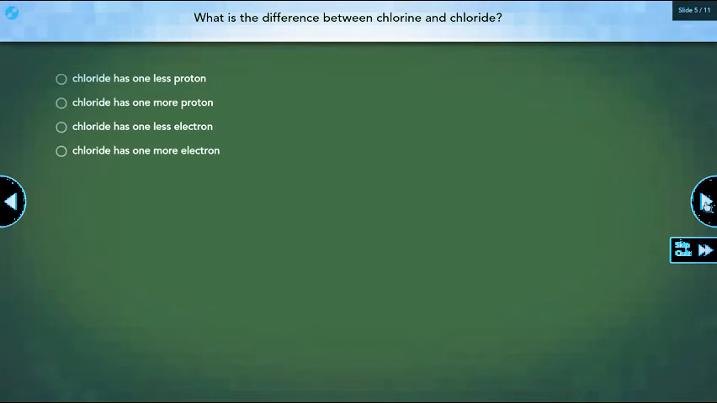Then the difference between chlorine and chloride. So the protons have to stay the same because they're still chlorine. We cannot change the protons. We're only changing the electrons for ions. And so chlorine is going to have 17 electrons. Chloride has 18 electrons. So chloride has 1 more electron, which makes it stable, which makes it safe to work with. And it's going to be something that is way more common that we work with. We don't work with chlorine, we work with chloride in the lab.